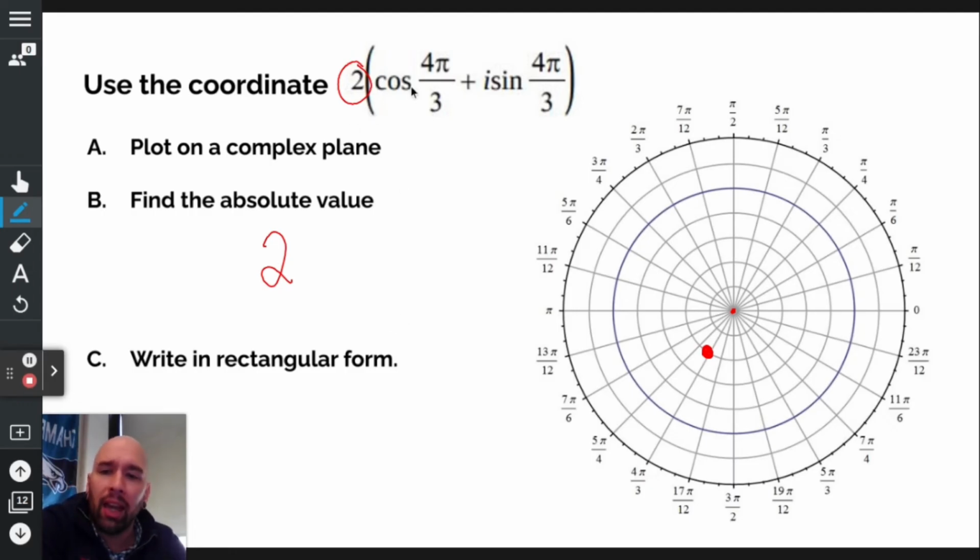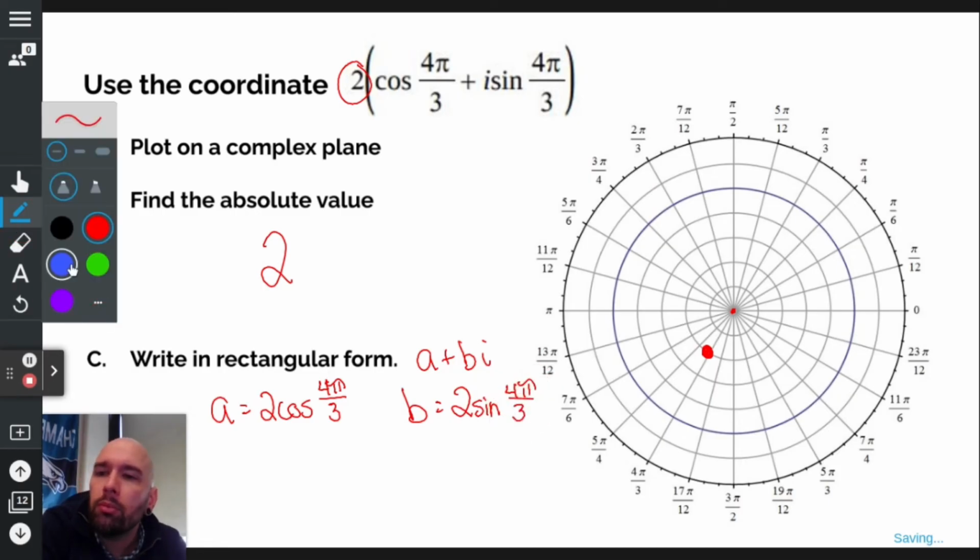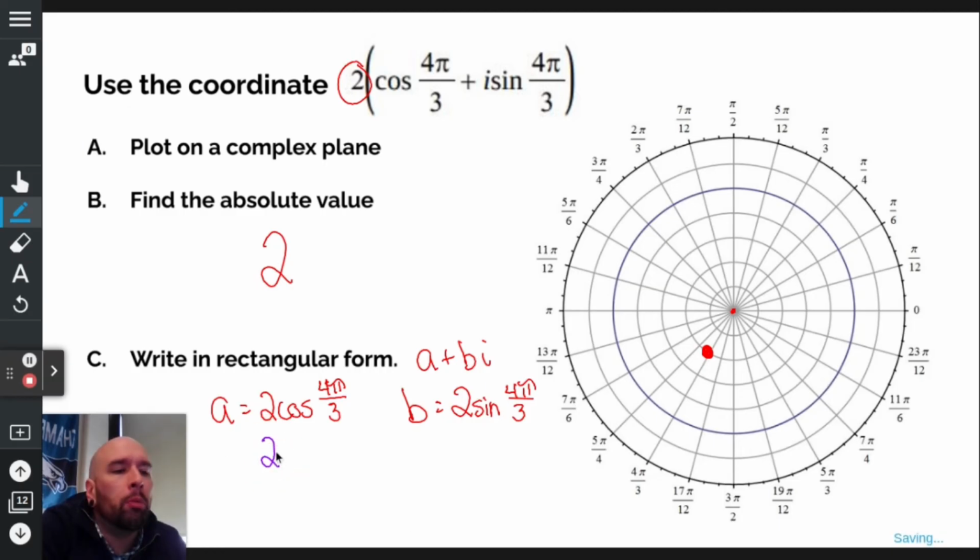Now in rectangular form, what you're going to do to find your number is, again, it looks like this: a plus bi. That's the rectangular form of a complex number because we have that i there. The a is going to be r cos theta, so 2 cos 4 pi over 3. My b is going to be r sine theta, 2 sine 4 pi over 3. So my a is going to be 2 times cos 4 pi over 3, which is negative root 2 over 2.